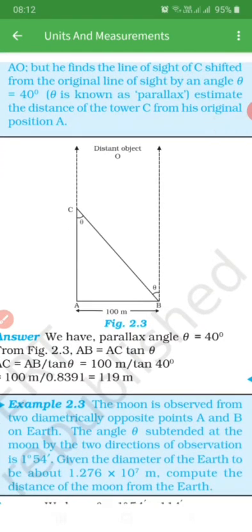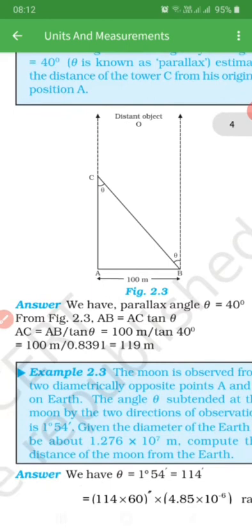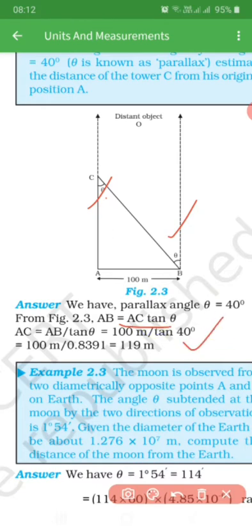So estimate the distance of the tower C from his original position A. So this is the A position and this is the B position. So here what is given? Parallax angle theta is given, that is 40 degrees. Now by trigonometric rule, you can say this is a right angle triangle. So AB is equal to AC tan theta. Here this is also theta and this is also theta. We know that, right? So AB is equal to AC tan theta. So AC is equal to AB by tan theta from this. So it is 100 meters by tan 40. You will get this answer.